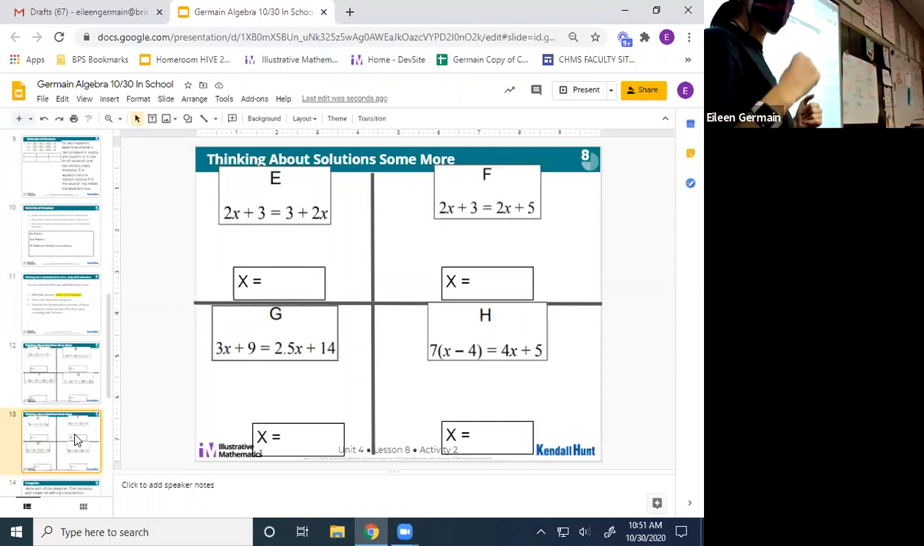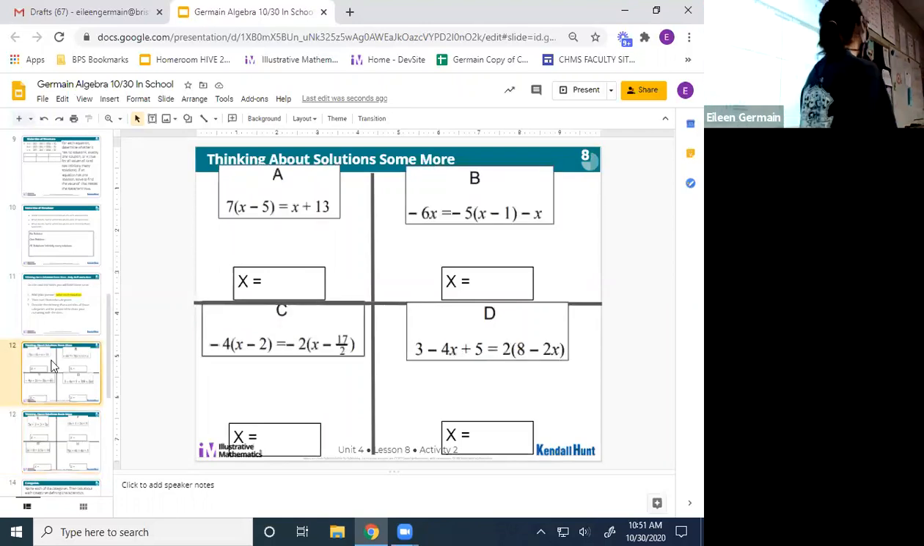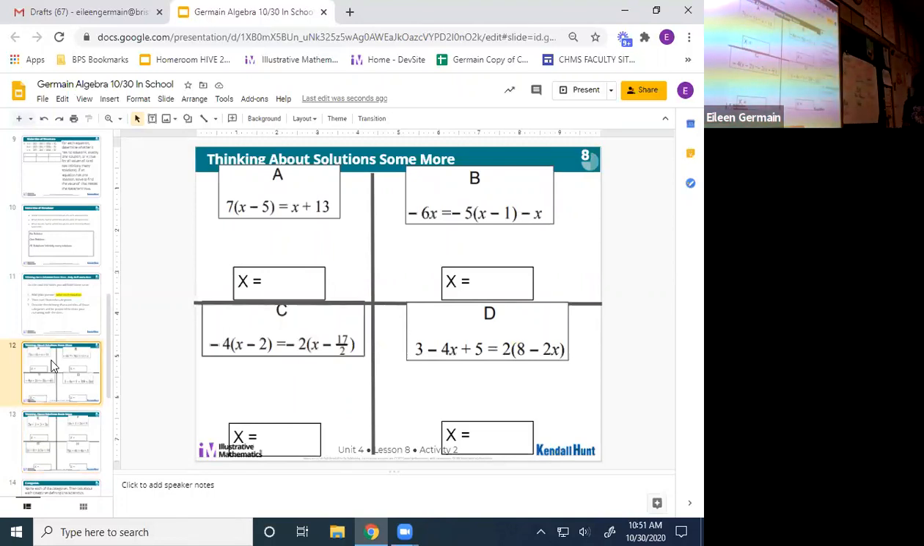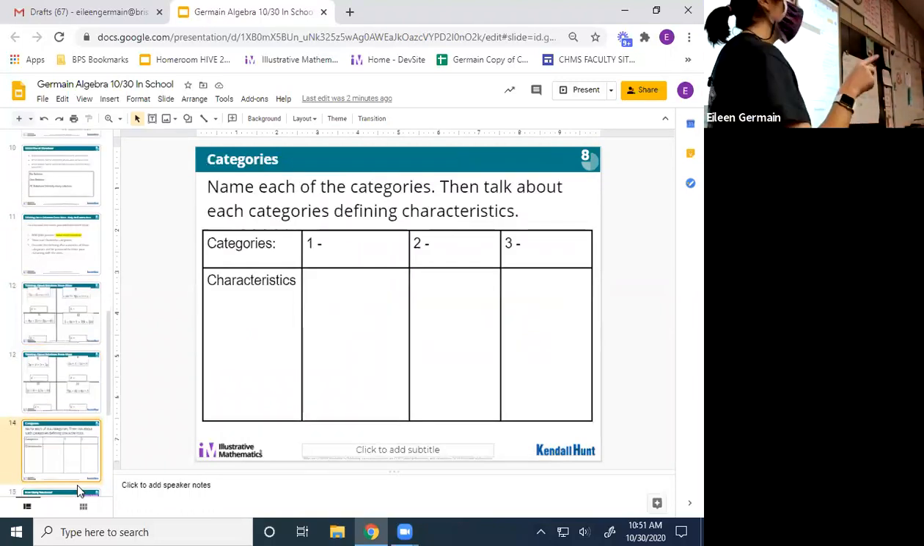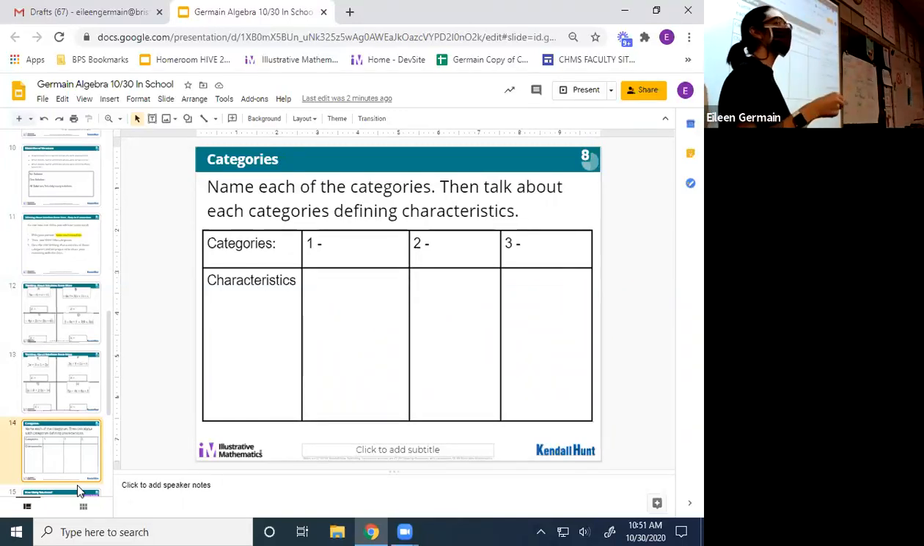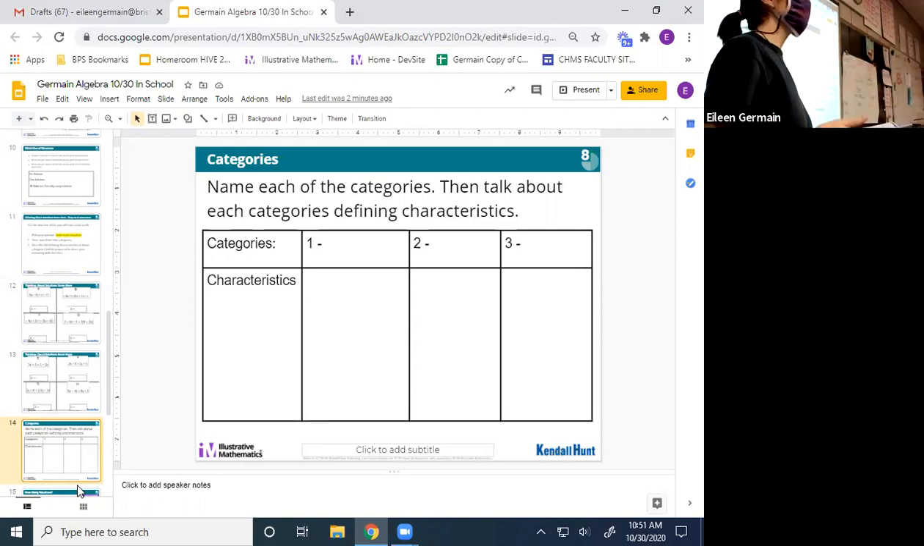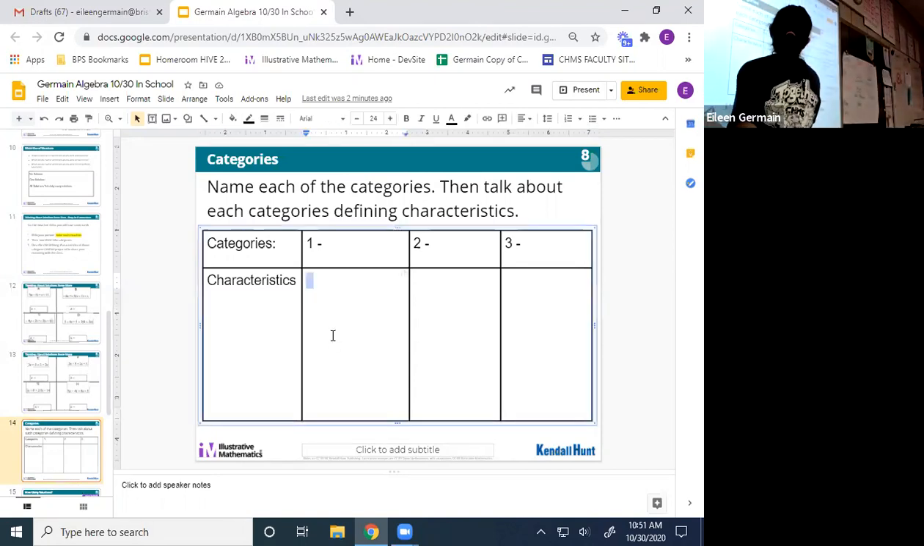If you are at home, get a piece of white lined paper to solve these. I'm giving the last 10 minutes of class to work independently, and on Monday we will be going through these. So first you have to solve all 8 of these. Then, in your textbook or on this slide, sort them into categories and give each category a characteristic. Maybe you might say has 1 solution, has no solutions, has infinitely many solutions. That's what I'm looking for in this characteristic section.